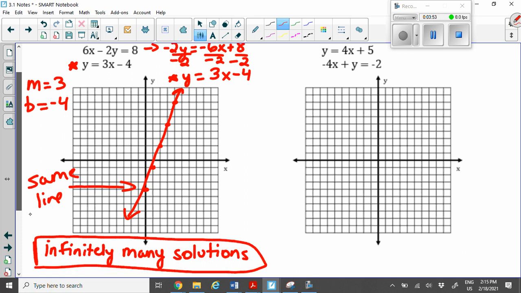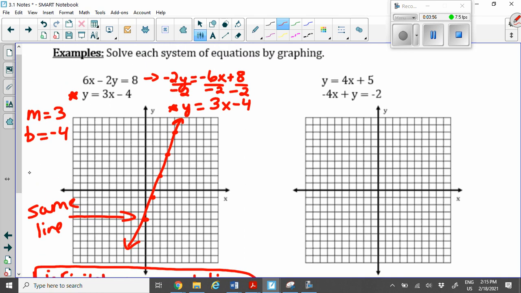Okay, let's go and do the next one. So we have y equals 4x plus 5. So let's figure out that slope there. So m is going to be 4, and our y-intercept is a positive 5. So I'm going to go ahead and graph that. So I go up 1, 2, 3, 4, 5, and I go up 4 to the right one. So 1, 2, 3, 4.